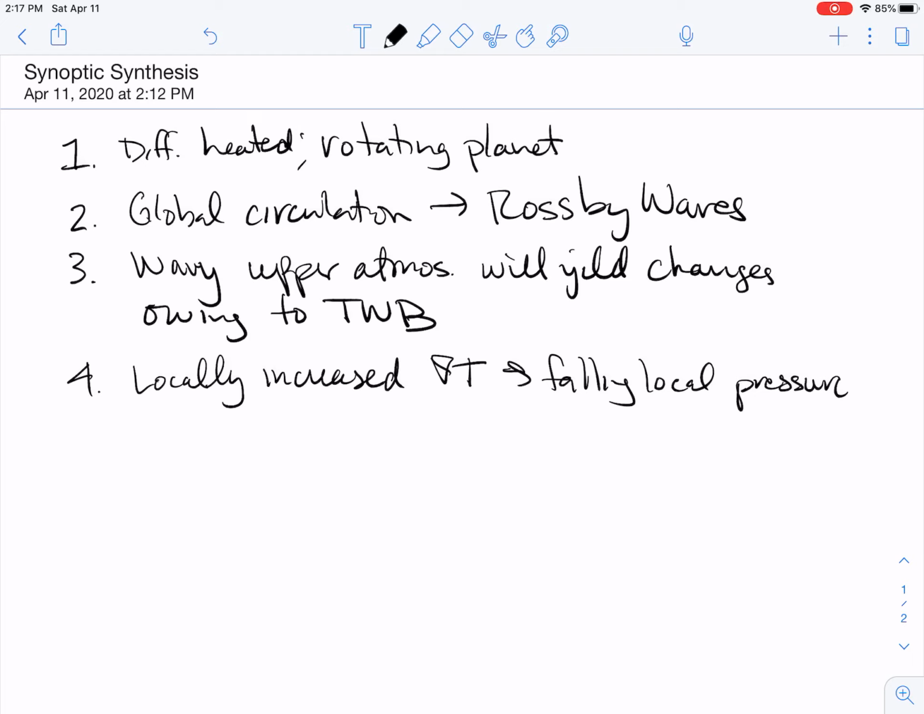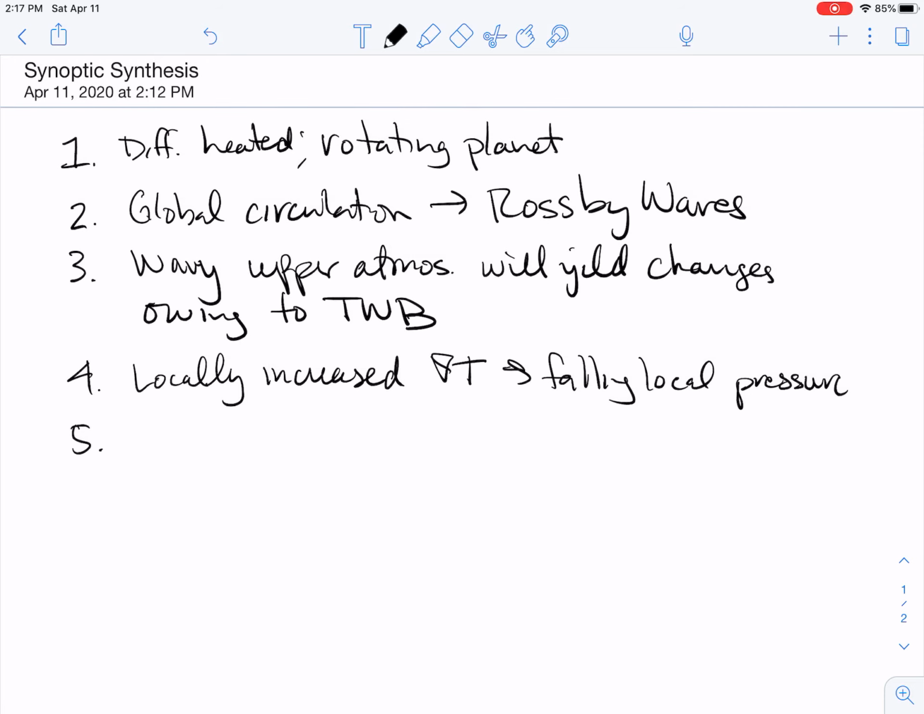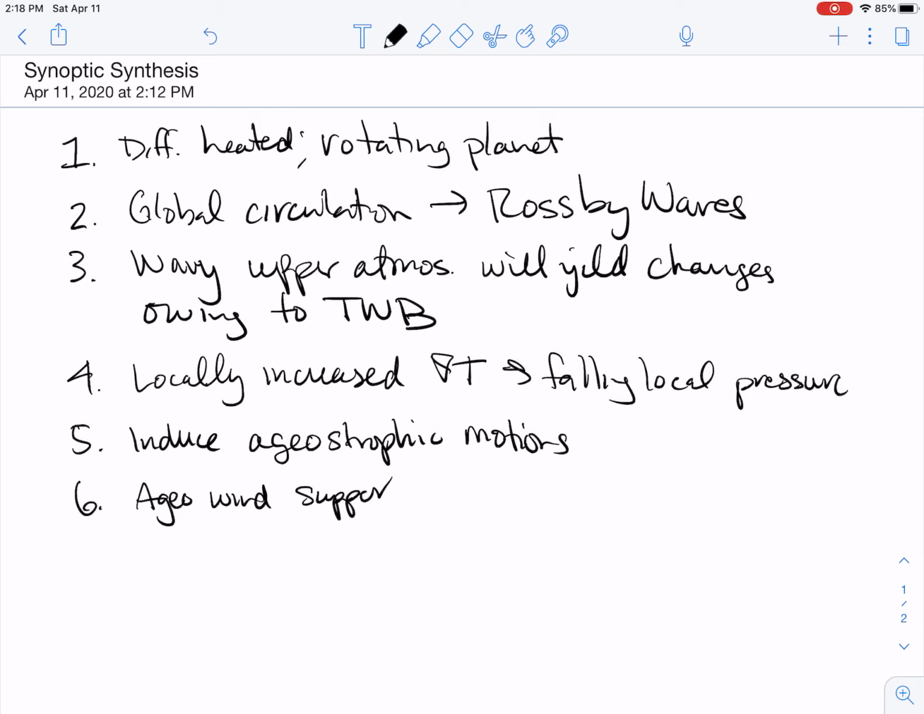Once we get these locally increased temperature gradients and the locally falling pressure, we now induce ageostrophic motions, which are primarily bent up in our secondary ageostrophic circulations. These ageostrophic circulations promote fronts and jet streams that indicate areas of rising and sinking motion associated with our main low pressure centers.